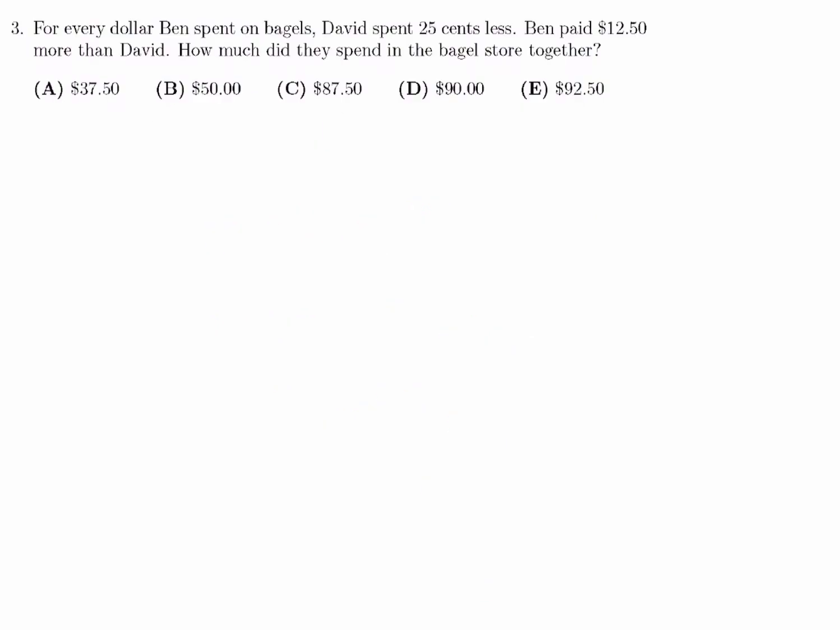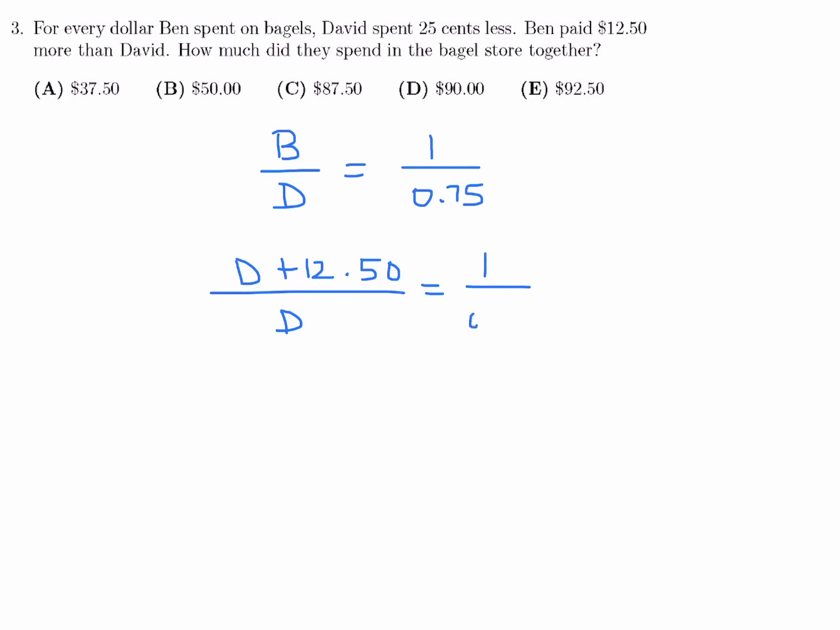For every dollar Ben spent on bagels, David spent 25 cents less. Ben paid $12.50 more than David. How much did they spend in the bagel store together? So B for Ben, D for David. Their ratio is 1 over 0.75. But if D represents how much David spent, Ben spent $12.50 more, so he's actually going to be D plus $12.50. And then this is, of course, just D. This is 1 over 0.75.